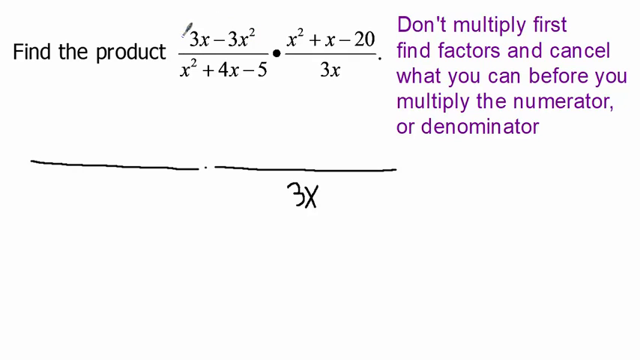In the first part here, I notice that I can factor out a 3x. When I do that, 3x divided by 3x is 1. 3x squared divided by 3x is negative x. In my next term that I'm going to factor things out on, what do things multiply to give me negative 20 and add to give me positive 1? That's going to be x plus 5 and x minus 4.